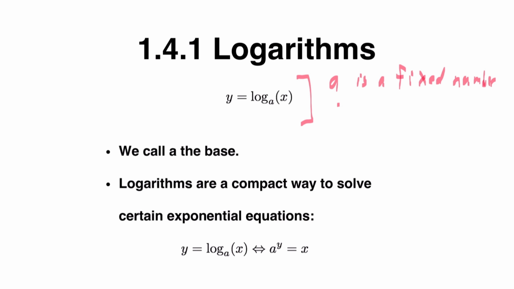Common choices are a equals 2 and a equals 10, two of your most standard choices. And we call it the base. So why do we call it the base? Well, it's related to the base of the exponential function.